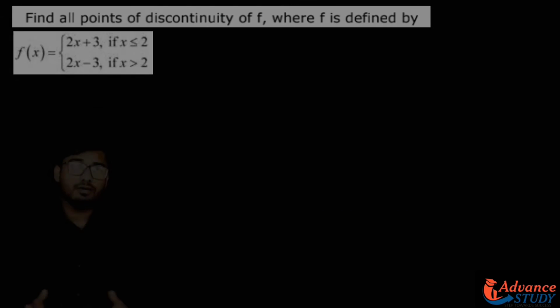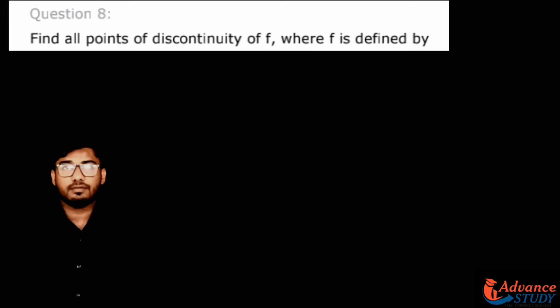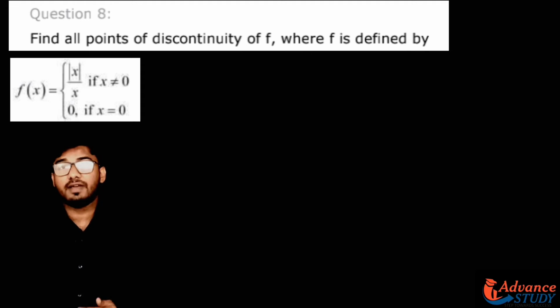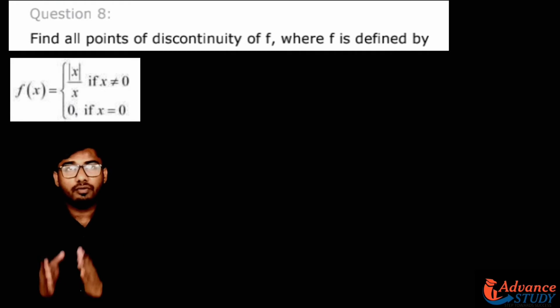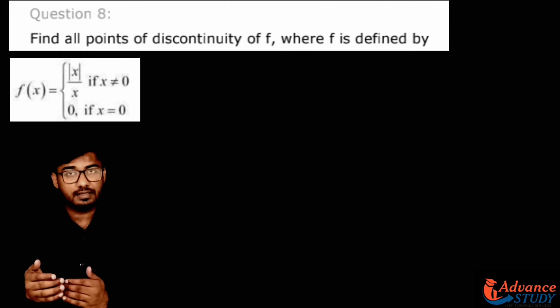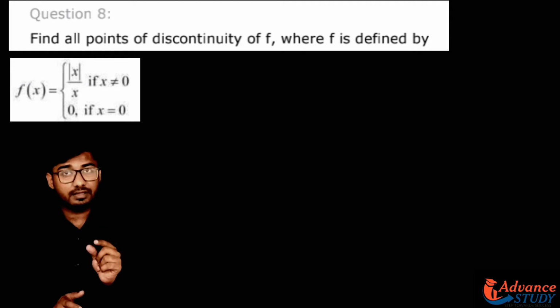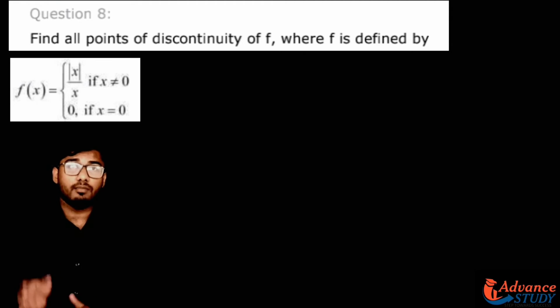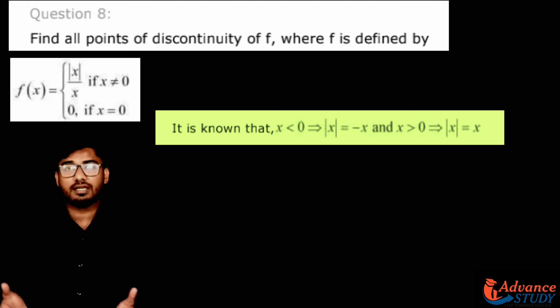Find all points of discontinuity of f where f is defined by f(x) equal to mod of x by x if x is not equal to 0, and 0 if x is equal to 0. So we have three cases: when x is equal to 0, and when x is not equal to 0, meaning x is greater than 0 or x is less than 0. There is a mod. This is question number 8. When x is less than 0, we have to take the negative of x; when x is greater than 0, we have to take the positive of x.